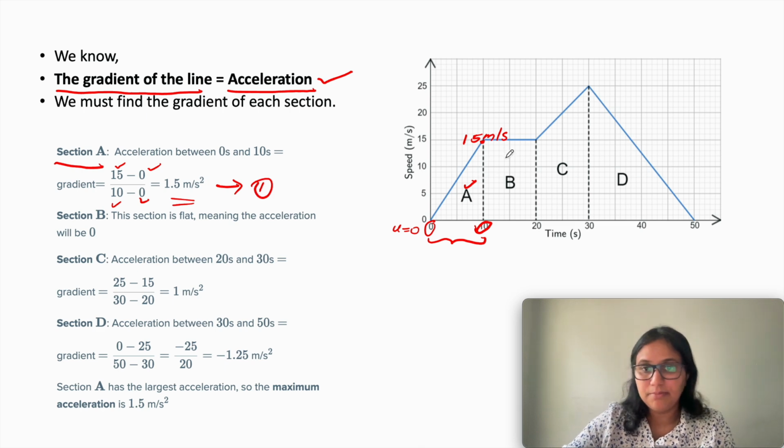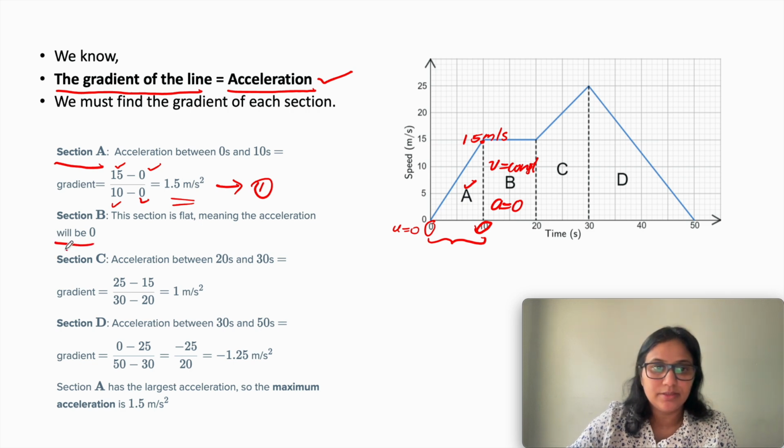For part B or section B, you can say that here the velocity is constant. You can directly write that if velocity is constant, the acceleration will be 0. So this is the second part.